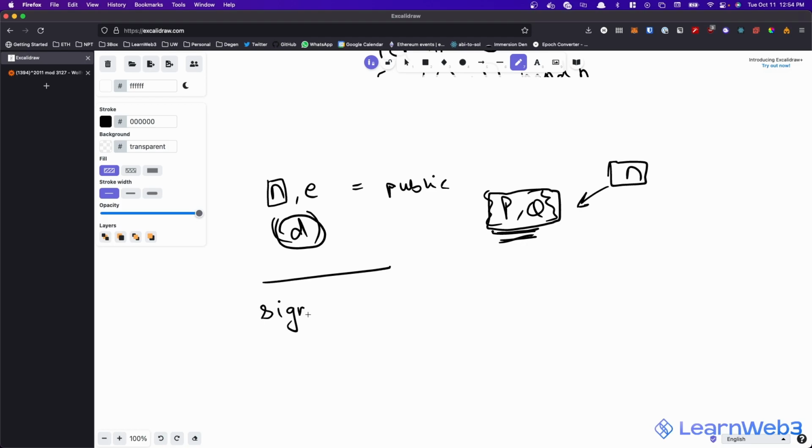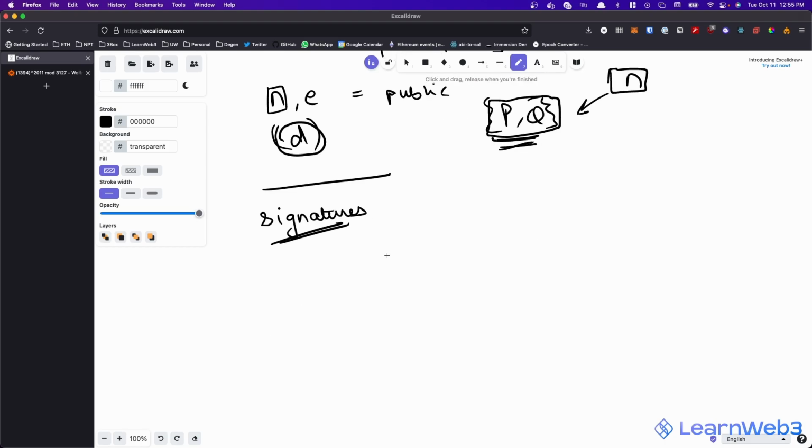Let's talk about signatures. How do digital signatures work in this world? With encryption and decryption, the idea is somebody wants to send me an encrypted message. They take my public key, calculate a ciphertext with it, send me the ciphertext, and I can decode it back into the original message using my private key.